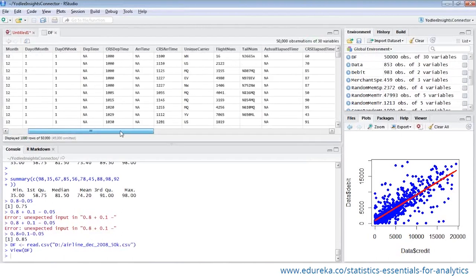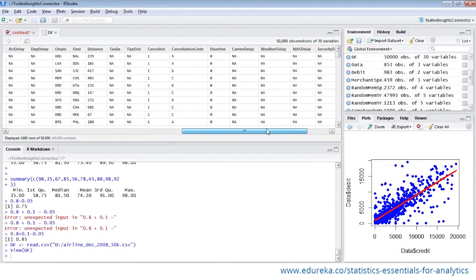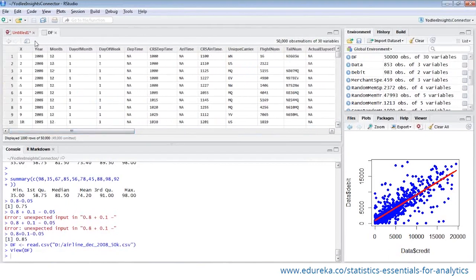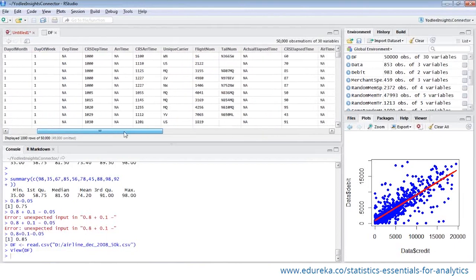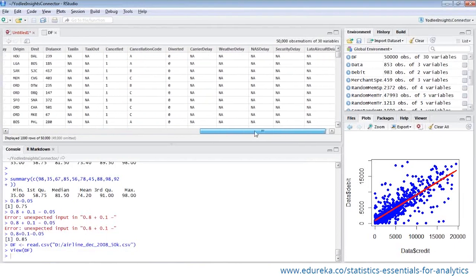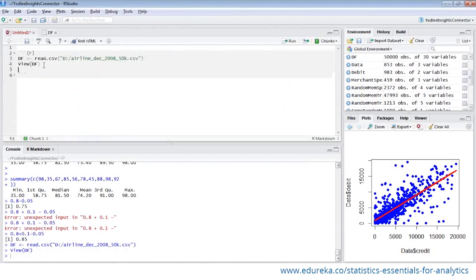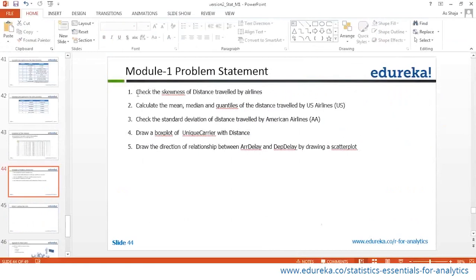and here it shows that we have got all the details about the year, month, day of week, departure time, and so on and so forth. So this is clear, right? Now let us talk about solving this problem. The first problem asked is to check the skewness of distance traveled by airlines.